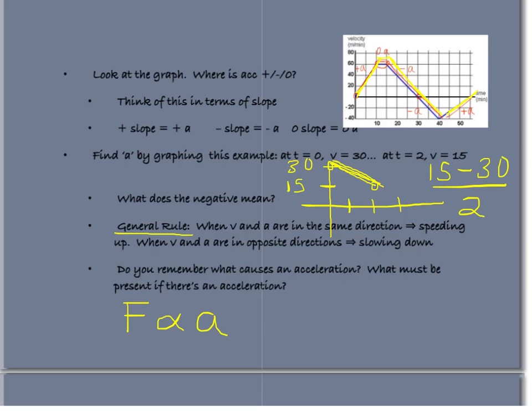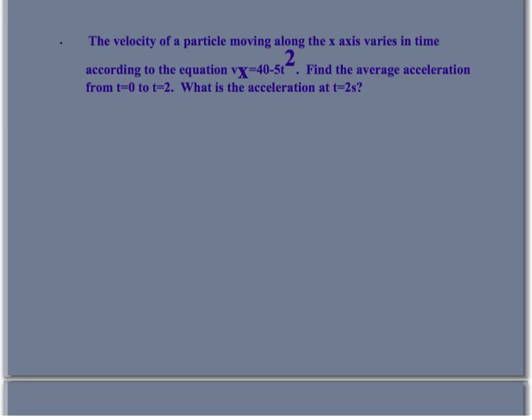So let's try an example problem together. We have a particle that's going to be moving along the x-axis, where its equation for its velocity at any time t is equal to 40 minus 5t squared. We're going to start by finding the average acceleration from the time interval 0 to 2 seconds. So we know the velocity of the object at any time is going to be this 40 minus 5t squared. And we also know that if we wanted to find an average acceleration, that average acceleration is going to be a change in the velocity over some sort of a time interval.